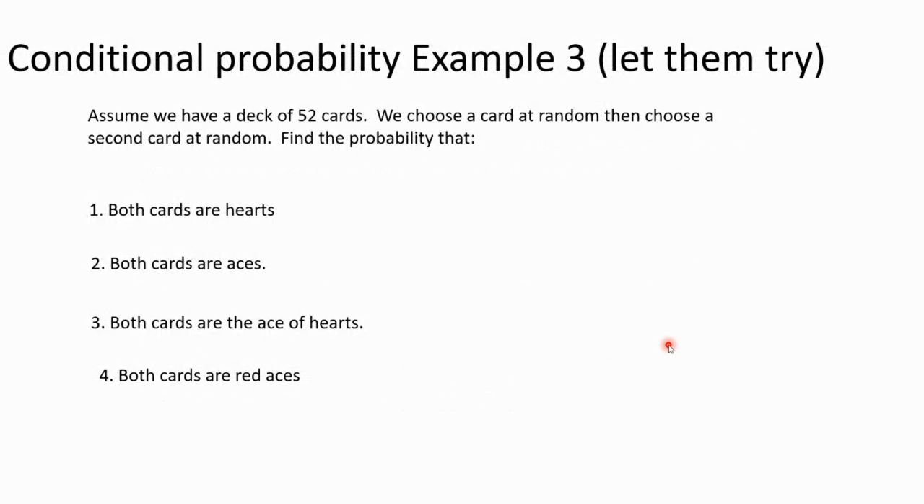This one I want everyone to take about 5 minutes to try. Here we have a standard deck of 52 cards. Basically, we're choosing a card at random and then choosing a second one. Notice we're not putting the first card back. So I want everyone to try these out for about 4 or 5 minutes. You're going to find all these probabilities. Then we'll go through it together.